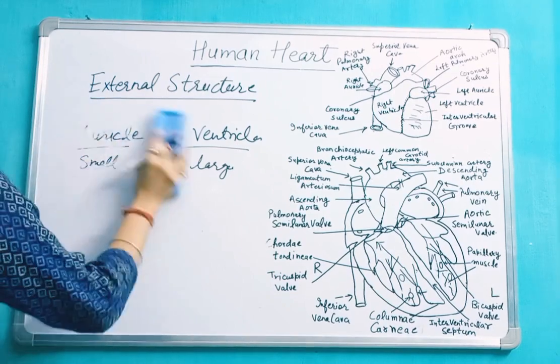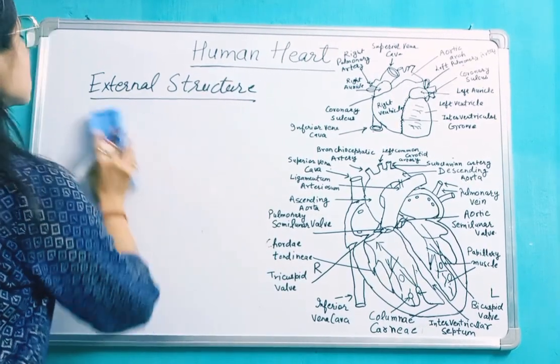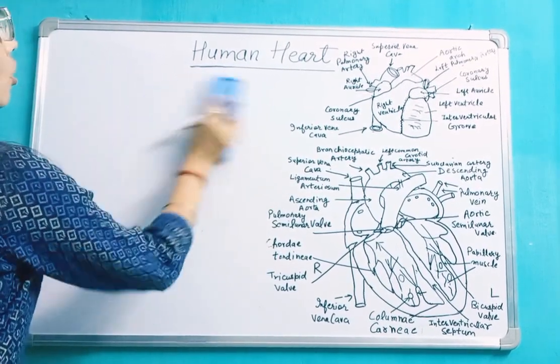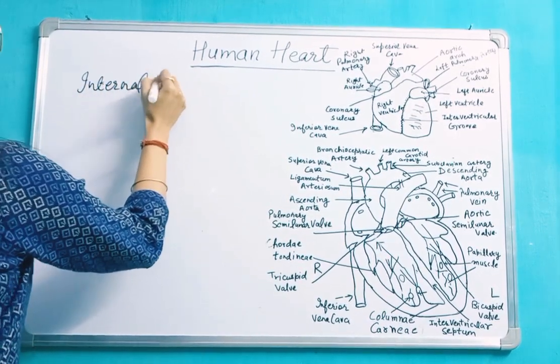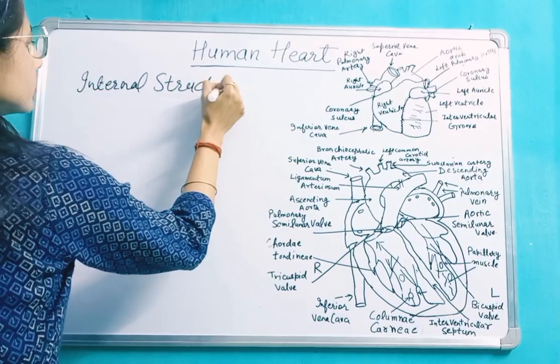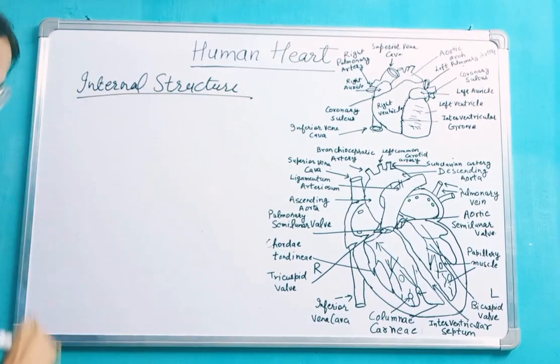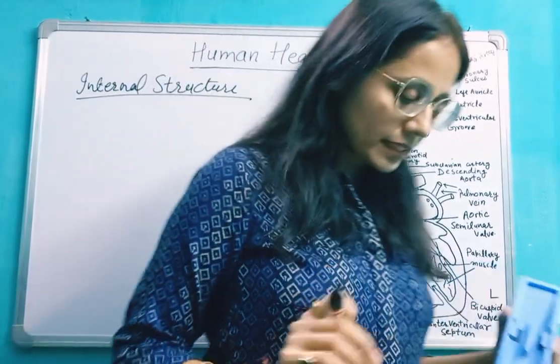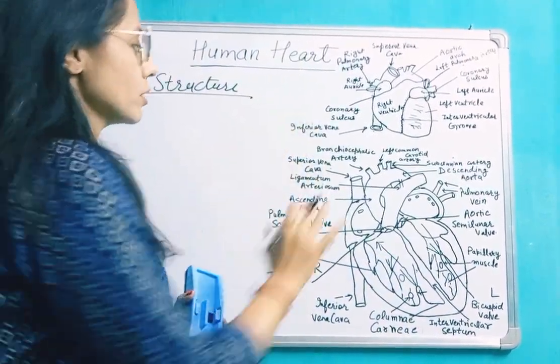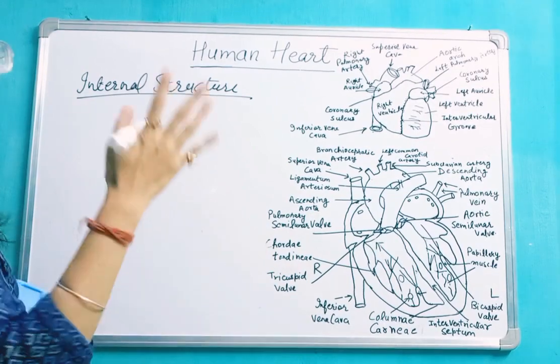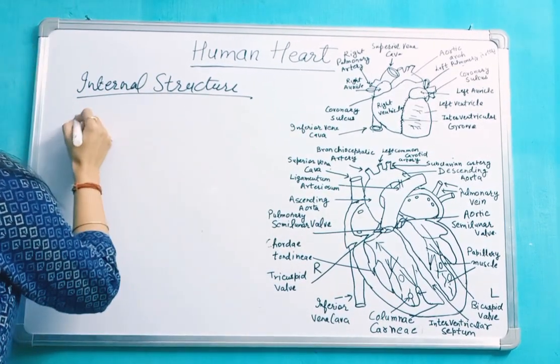Next is your internal structure. अब हम मेन स्ट्रक्चर के ऊपर आए हैं, मेन सारा प्रोसेस और सारे पार्ट्स यहीं पर हैं. So in the internal structure, what we have, हमारे पास क्या है internal structure में, we start with the auricle.